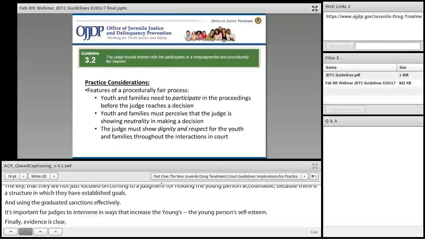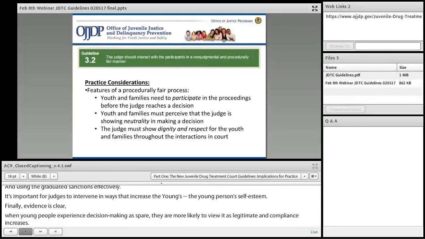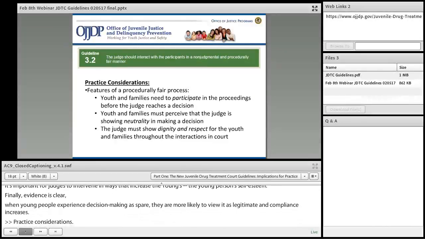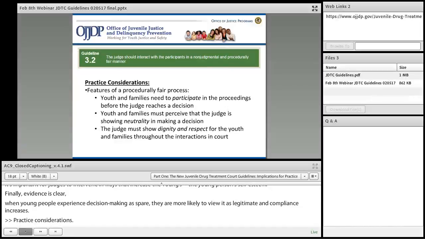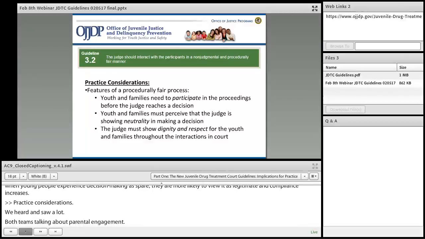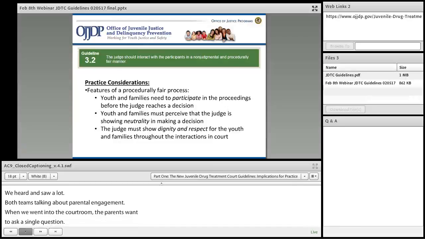So in practice, we saw a lot of teams talking about parental engagement, and when we went into the courtroom, the parents weren't asked a single question. They were observers in the process. So we really need to be focused on youth and parents both participating in the proceedings.